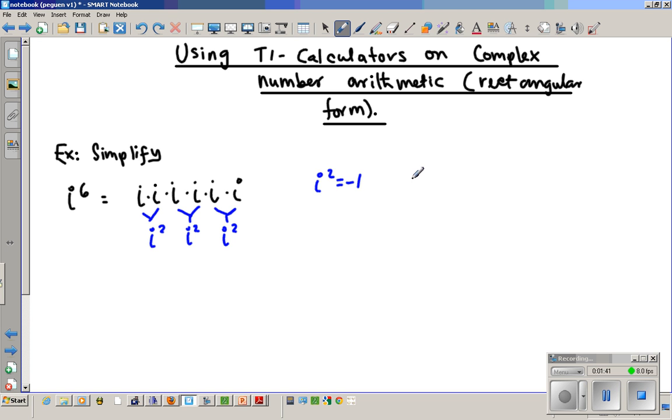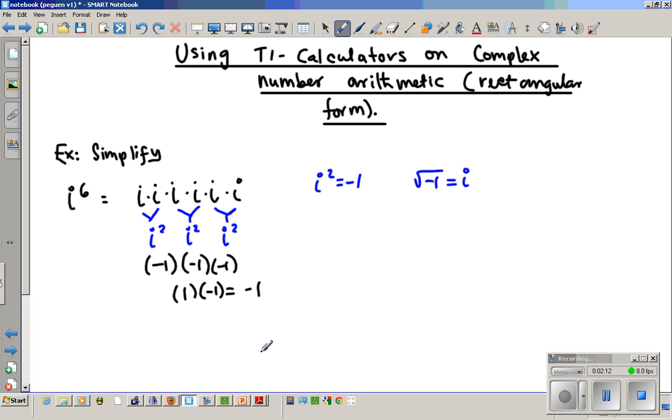And then since i squared is negative 1, because we know that the square root of negative 1 is i, and if you square both sides you get this. We're going to substitute negative 1 for all these i squareds. So this is going to become negative 1 times negative 1 times negative 1. These two multiply to give you positive 1, since minus times minus is a positive. So it's going to be positive 1 times negative 1. Final answer is negative 1.